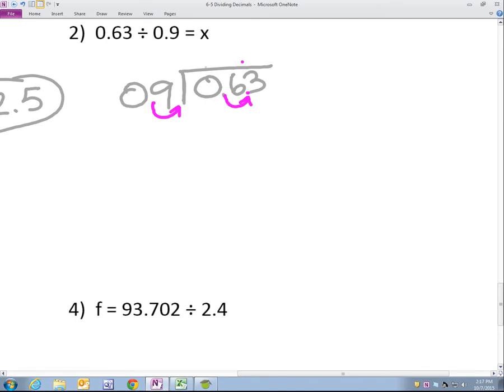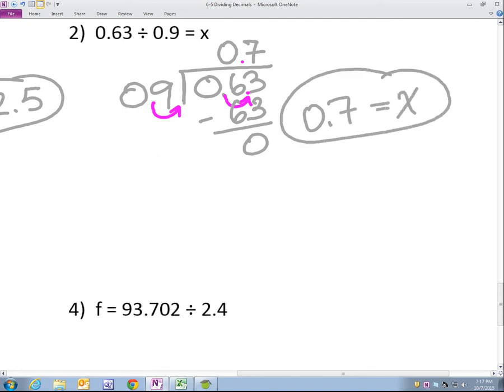So 9 does not go into 6, but it does go into 63 7 times. So this becomes 63. It's a 0. So my answer is 0.7 equals x, or x equals 0.7. Yep, beautiful. Beautiful.